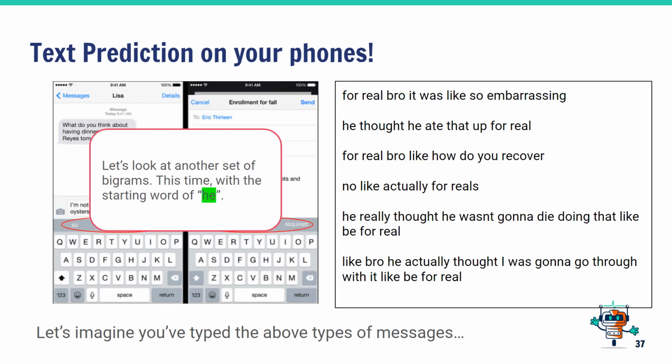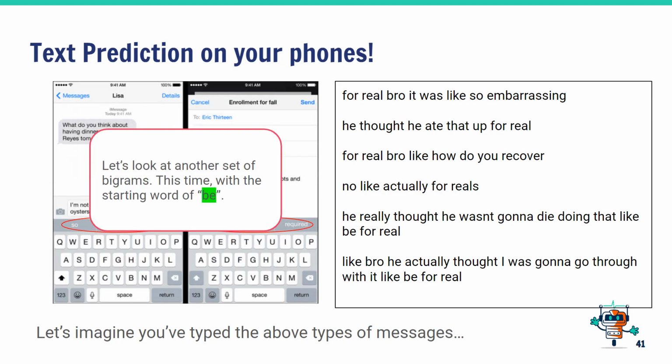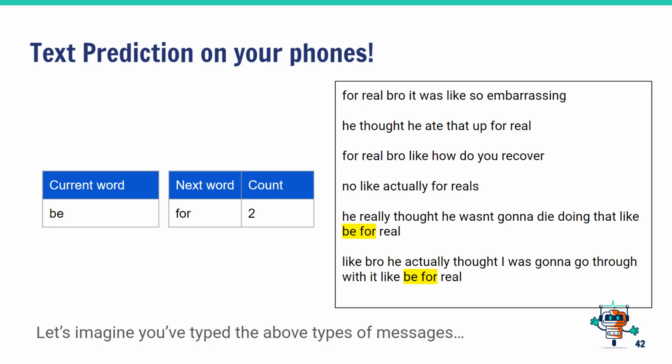Now let's look at bigrams starting with he. He being the first word, wasn't, actually, thought, really, ate. They all have a count of 1. Bigrams starting with the word be. In our history, there's only 1 other word that follows be, which is for, and that happens twice.